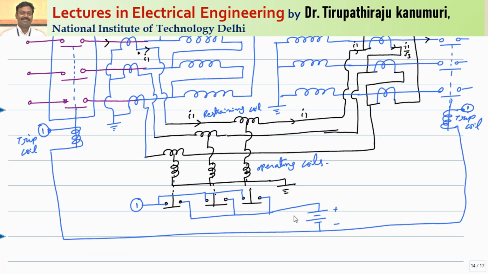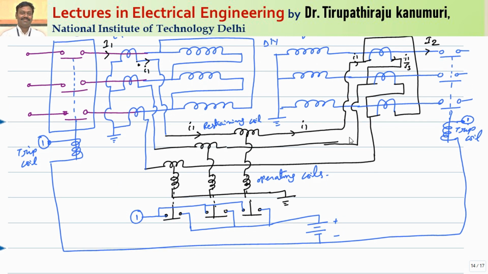So let us assume the case when the fault has happened in this. How is this going to respond? Let us take different cases. But before going to that, let us see the construction, then we will proceed further. This coil will have the restraining coil and the operating coil. Whenever the operating force is greater than the restraining force, whichever coil is operating, that switch will close. You can see these switches are connected in parallel. That means if any one switch is operating, it will close the circuit.